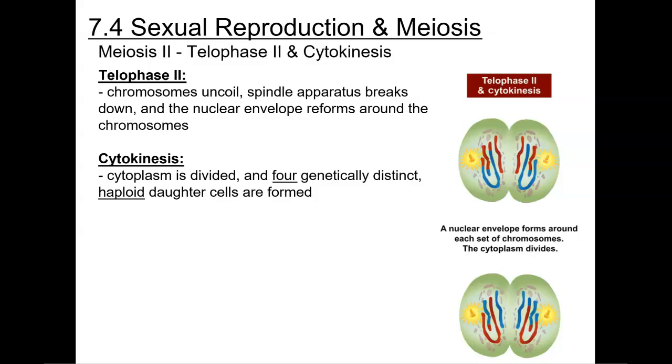Eventually, it's going to have such a cleavage furrow that it pinches in and completely divides. And by the end of this, you're going to have 4 distinct haploid daughter cells. Now, they are going to be different from the parent cell, and none of these cells are going to be genetically identical like they are during mitosis. They're all genetically diverse.